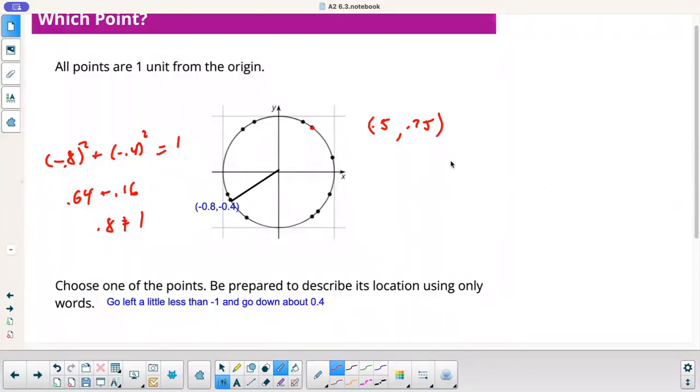How could I find the actual, more accurate value? If I estimated this at 0.5, what I could do is 0.5 squared plus y squared equals 1 squared. And then you could find it a little bit better. y squared equals 0.75, square root, 0.87 might be a little bit better. Okay, so there you go.